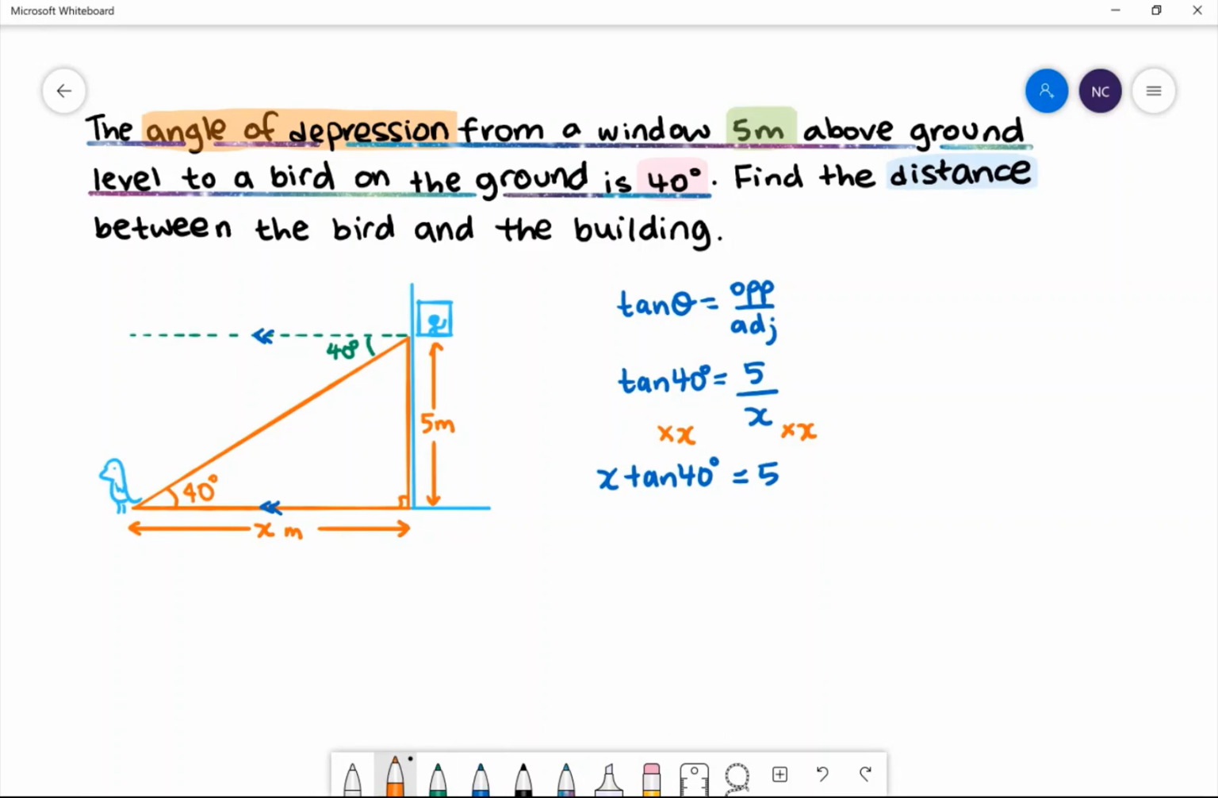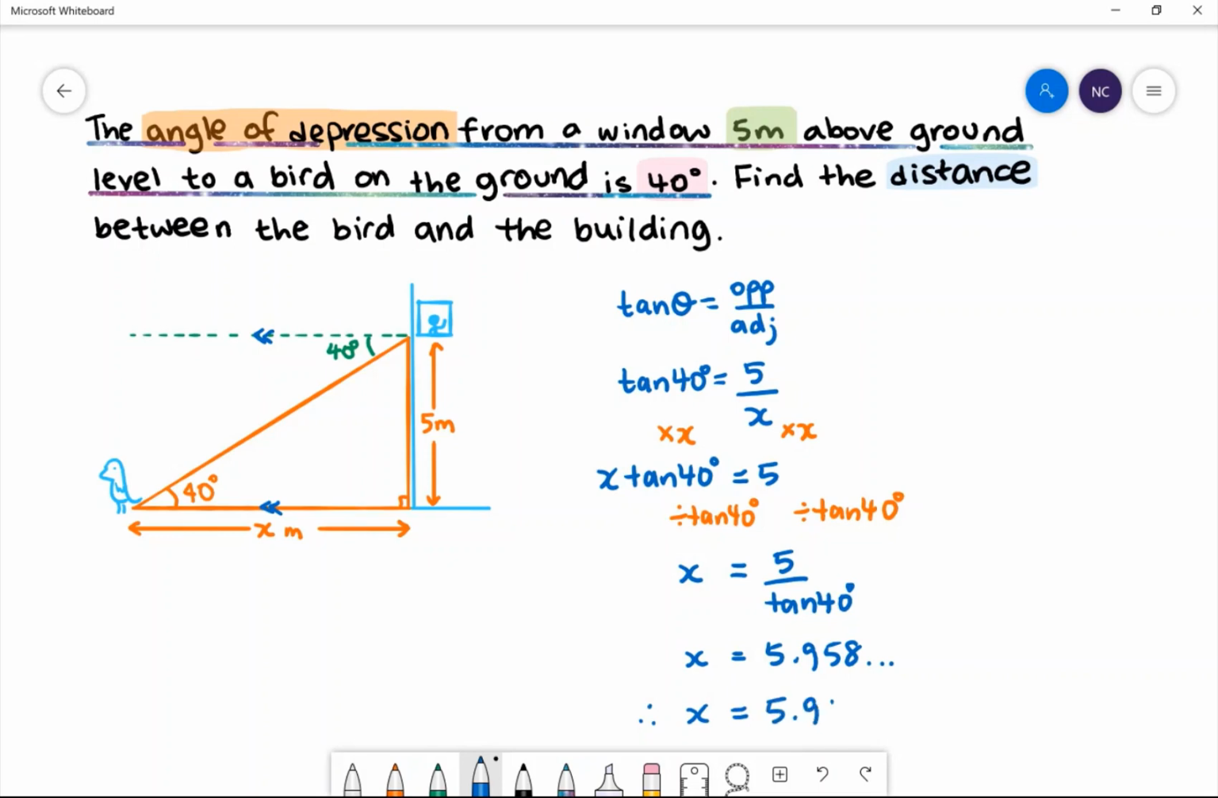To get x by itself, we'll remove tan 40 degrees by dividing tan 40 degrees away. Make sure you do it to both sides so that the equation remains balanced. We'll then have x is equal to 5 divided by tan 40 degrees. On the calculator, this gives 5.958. Our answer to three significant figures will be 5.96 meters.